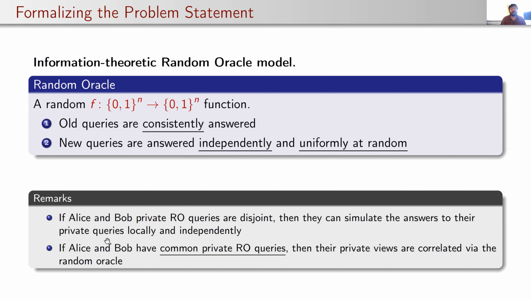I want to emphasize that parties, Alice, Bob, and the adversary, all of them have unbounded computational power. We are working in the information theoretic random oracle model. Note that if Alice and Bob's queries are disjoint, then a random oracle is just answering queries randomly, and this can be easily simulated. However, complexities arise if Alice and Bob have common private random oracle queries. And this is the entire complexity of the analysis, to handle such queries. And more complexity arises out of them.